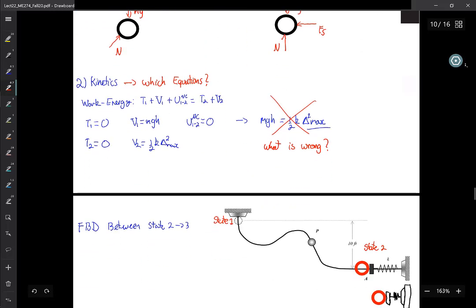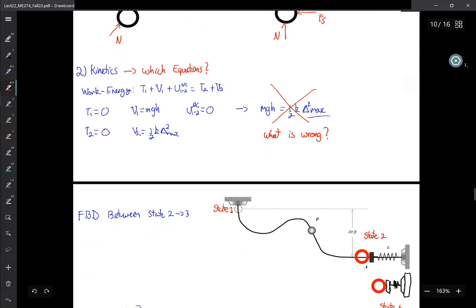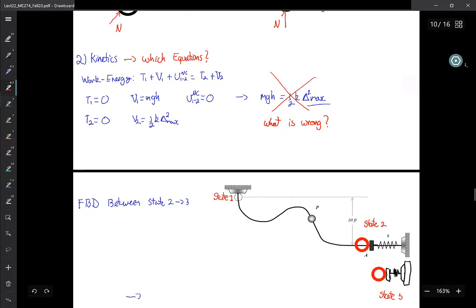Energy, it's a little bit more complicated. We have indeed 3 states to consider. The first state where we release the system from, second state, the collision, right? And then the third state when the spring is fully compressed.